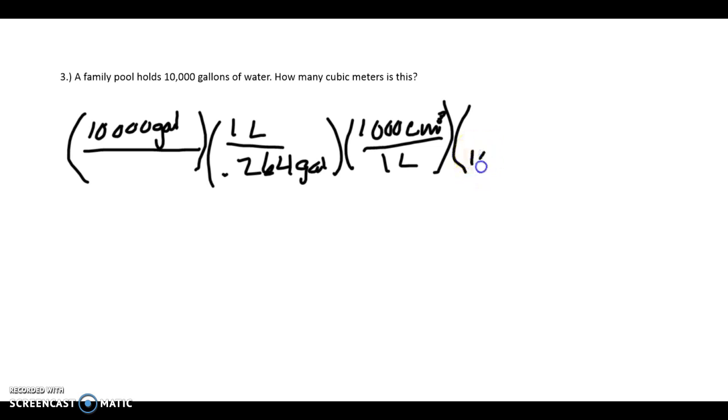And so that's actually 1 million. 1, 2, 3, 4, 5, 6. 1 million cubic centimeters equals a cubic meter. And you can finish that up by multiplying across the top, multiplying across the bottom, and dividing.